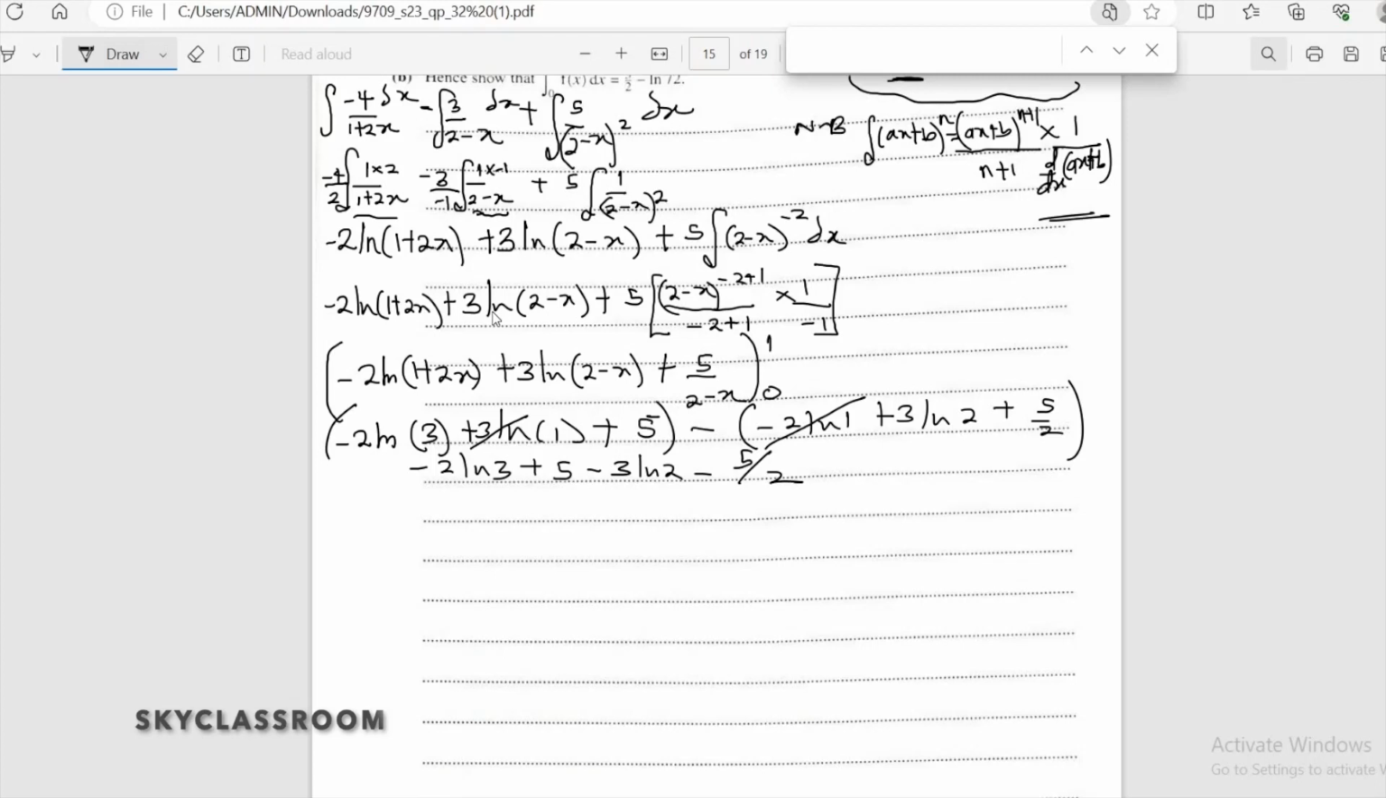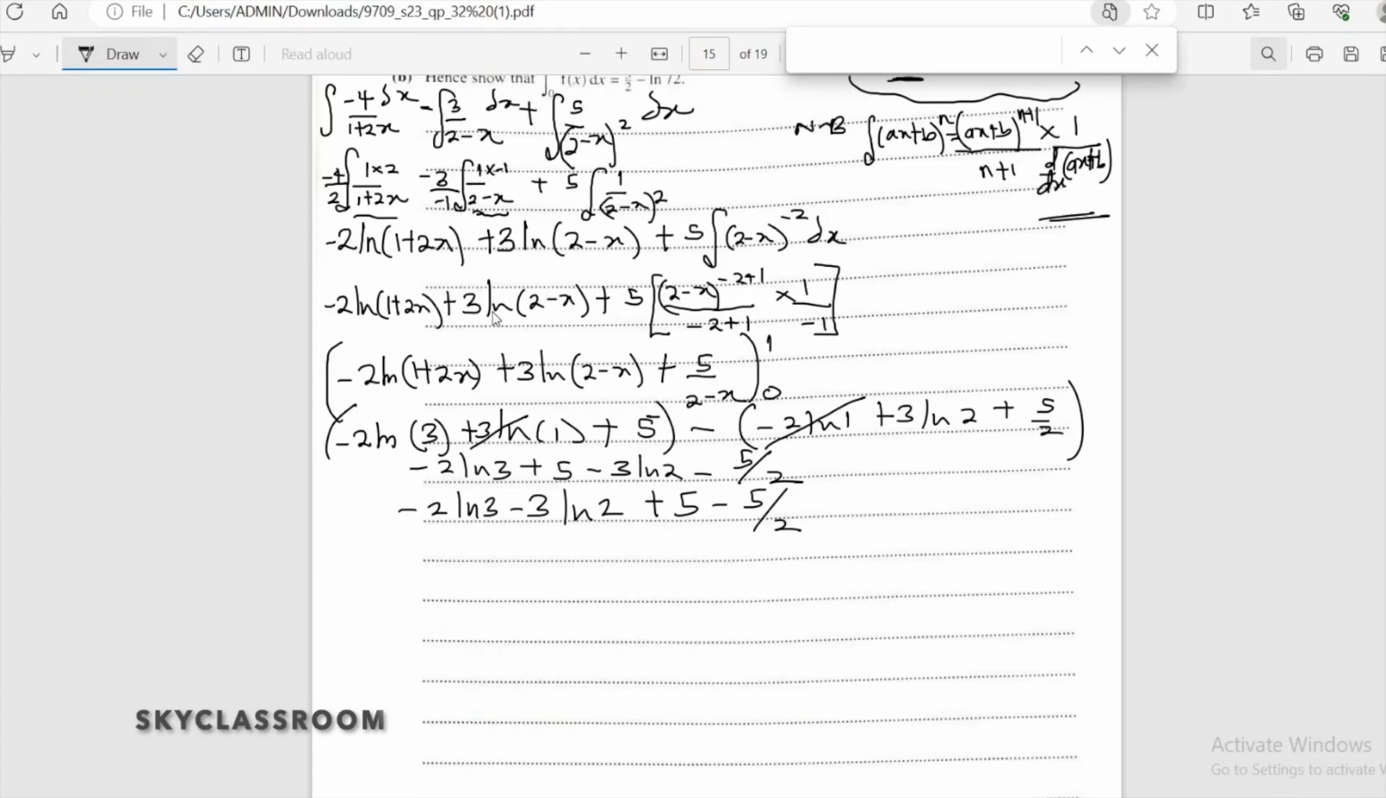Now here we have minus 2 lane 3, which can be, okay, let's do like this. Minus 2 lane 3 minus 3 lane 2 plus 5 minus 5 over 2. That should be correct, right? Plus 5 minus 5 over 2.